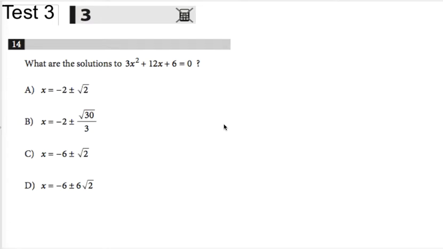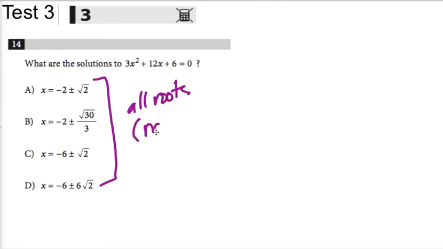All right, this is SAT Prep. We're doing test 3, section 3, and this is number 14. What are the solutions to the quadratic 3x squared plus 12x plus 6 equals 0? Looking at these answers, they all have roots, so this is definitely not factoring. If you're not factoring, you are definitely using the quadratic formula, right?